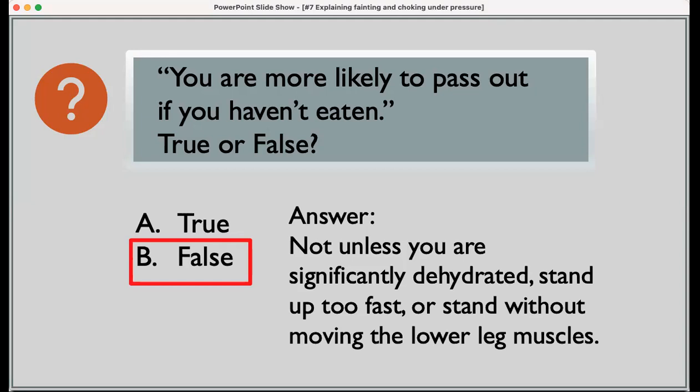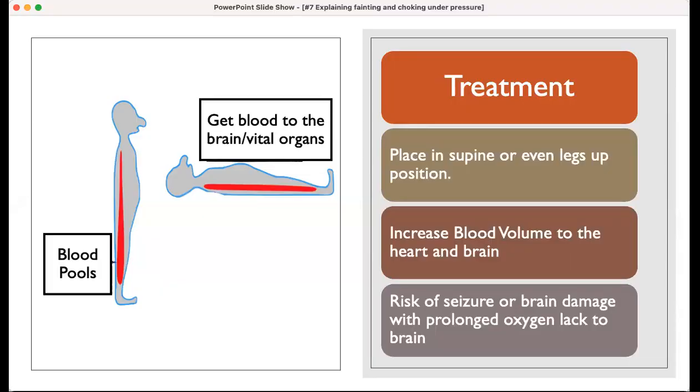This is a vasovagal response. It is not dependent upon your blood sugar level, for instance. So it's not going to happen unless you're significantly dehydrated, you stand up too fast, or you're standing without moving your lower leg muscles. So the treatment for a vasovagal response or any kind of faint is moving from the vertical position to the horizontal position.